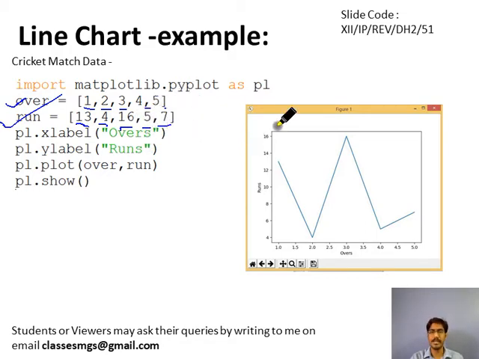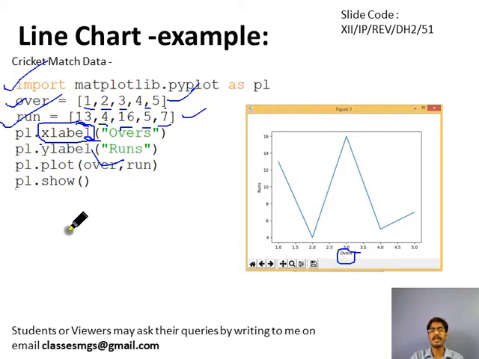We want to display this through the plot. Then we need to import matplotlib. We have created the over variable, a list of overs, and the run variable, a list of runs. Then we want to display the x-axis label as overs. For that we will use the plt.xlabel method. This question is generally asked directly.